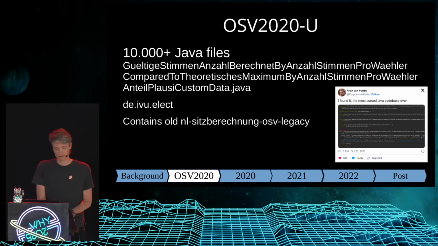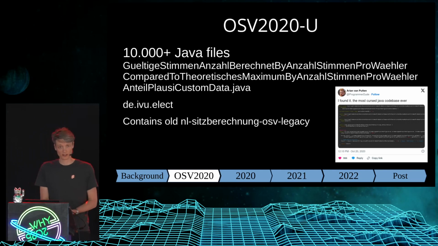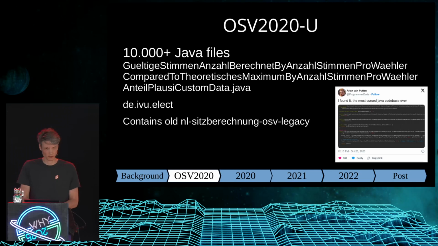But if you really look at this software, it's more than 10,000 Java files. And this is the one Java file which I think has the longest file name. Also, it's done by a German company, which is owned by the federal state, I guess now. And so the Dutch software is actually made by the German federal states. I don't have an opinion about Java, but there is a programmer, Arjan van Putten, and he stated, "I found the most cursed Java code base ever." Yeah, that's a way to summarize the code base.